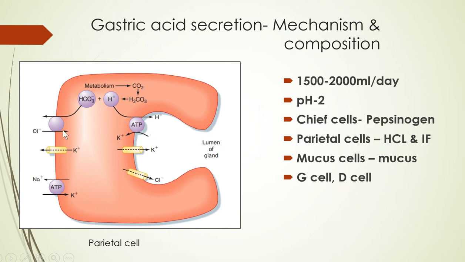Okay, and to maintain the same passageway, sodium potassium ATPase is present to just maintain the gradient so that these channels can work like this. Okay, so that's how gastric acid is being formed first of all. Okay, and these are the cells. These are the composition of gastric juice.